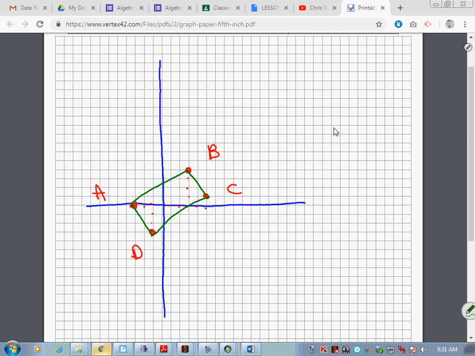Now, if those had been nice, neat, horizontal and vertical lines, this would have been pretty easy to find my perimeter and area, right? What do I need to do? I need to find distances. Now, we can go through the process of using the distance formula given our coordinates, correct? In fact, let's go ahead and write up what the distance formula is, because I'm sure some of you have already forgotten.